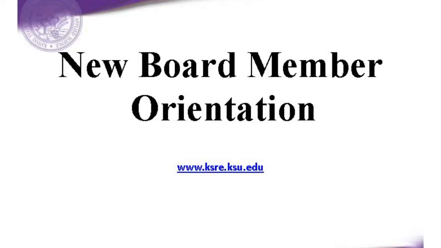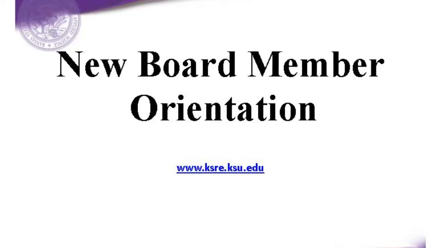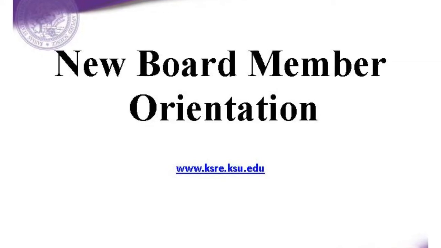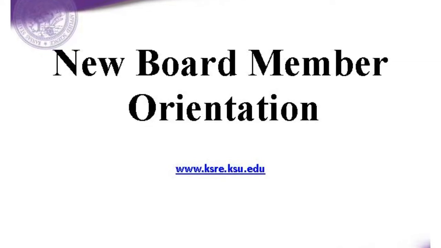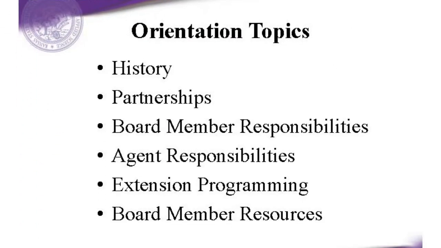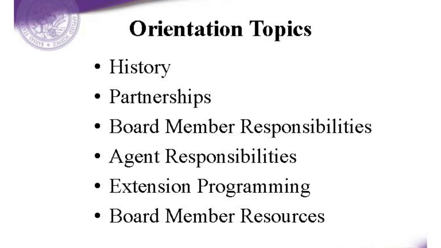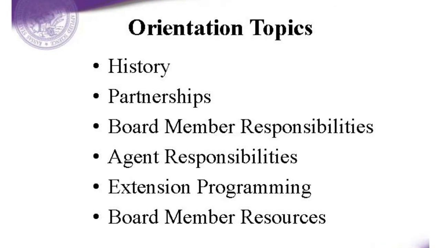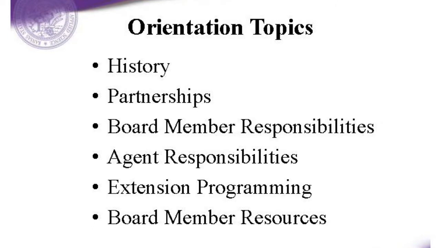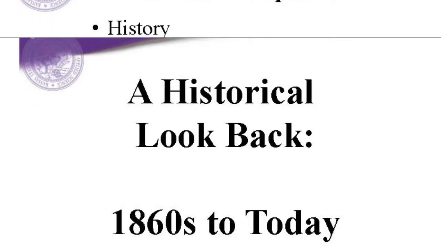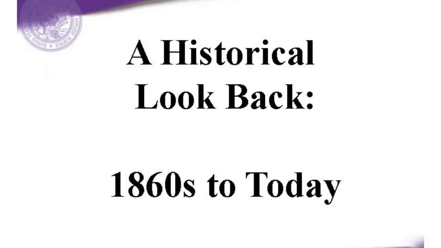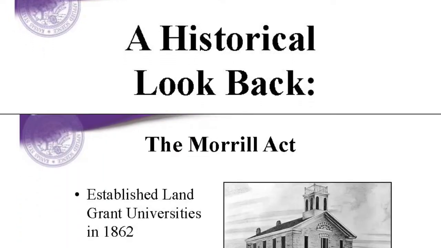This orientation is to introduce basic concepts regarding the partnership between the local Extension Board and K-State Research and Extension in giving leadership to the local Extension education program. Topics for the orientation include an overview of the history of K-State Research and Extension, the partnerships within the organization, responsibilities of the board members and agents, current areas of educational programs, and resources available to board members. Let's begin by taking a brief look at the history of the organization.